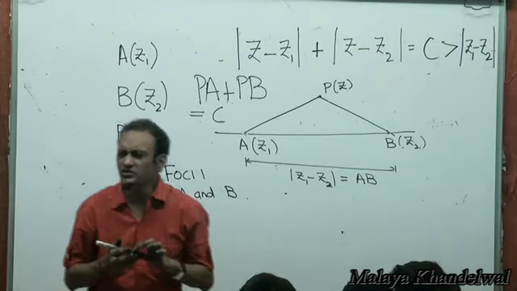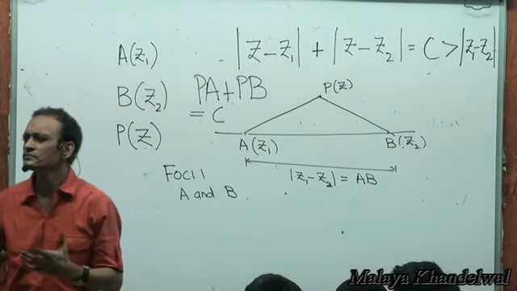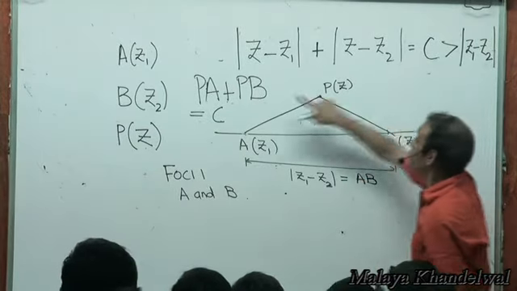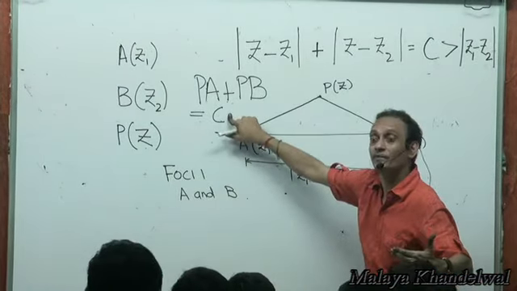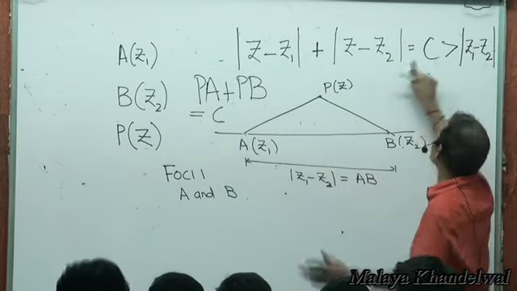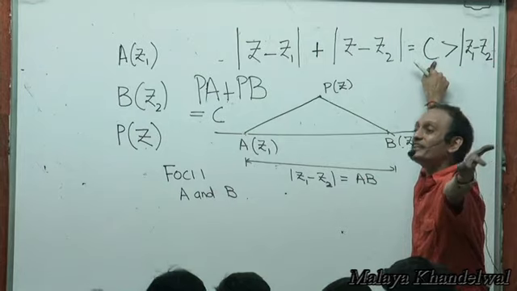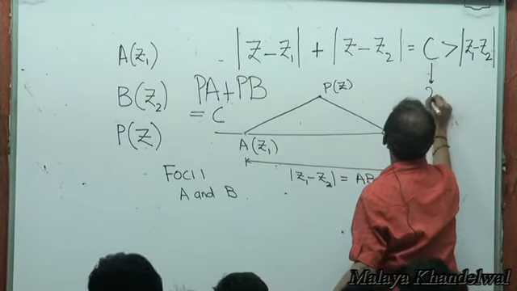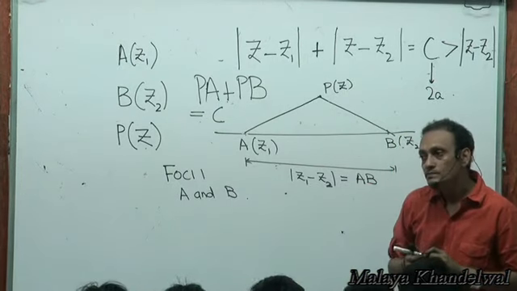What would be the major axis of the ellipse? C. See that? Right? Because PA plus PB is 2A. Yes or no? PA plus PB is 2A, which is the major axis of the ellipse. So this C will be 2A, the major axis of the ellipse.